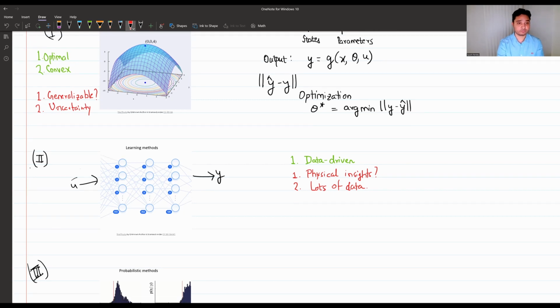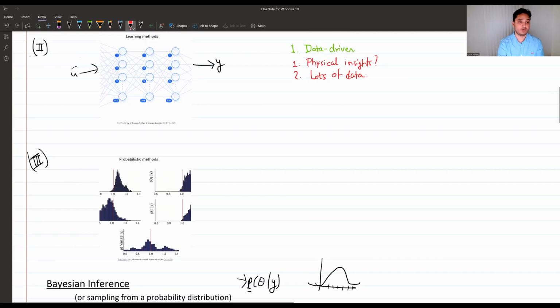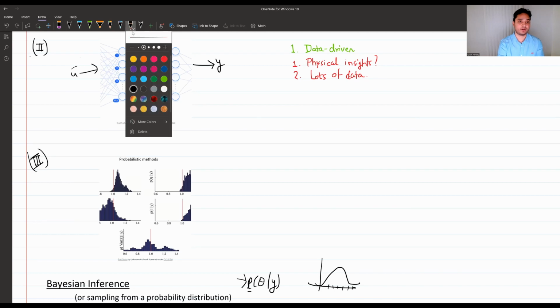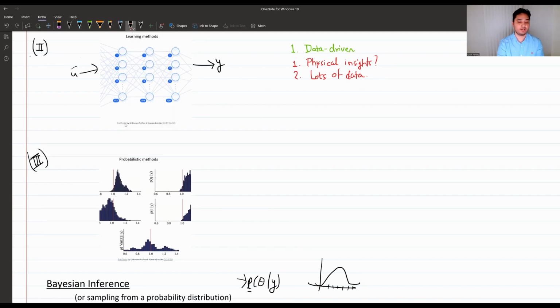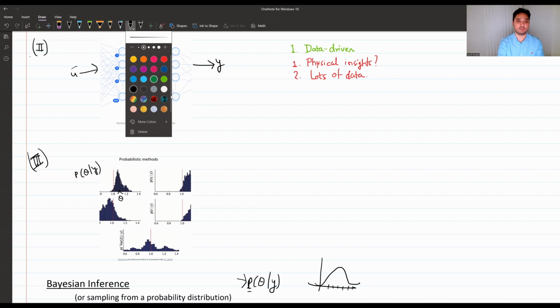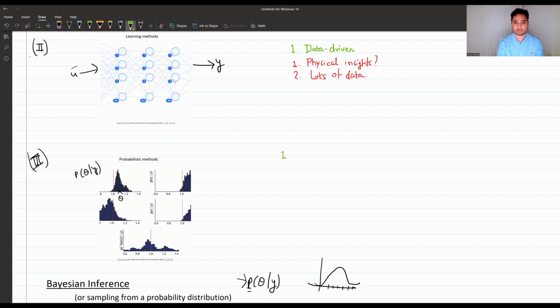The third method that I have here is the probabilistic methods, where instead of finding out the optimal parameter value, we find out a probability distribution for each parameter. So for theta, we find out the probability of theta given the data. So here, for each parameter value, we know how likely it is. So it's not just one unique value like with the optimization case. That's the big advantage with probabilistic methods, that the uncertainty is modeled.